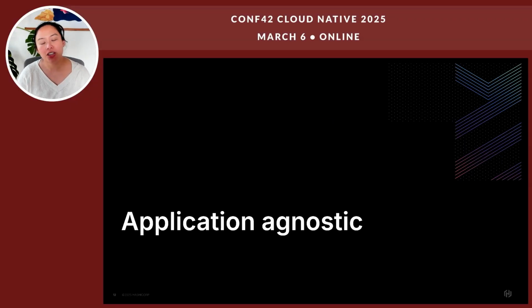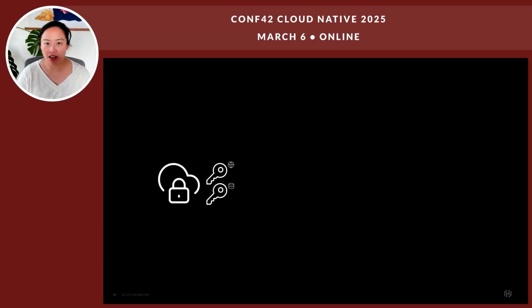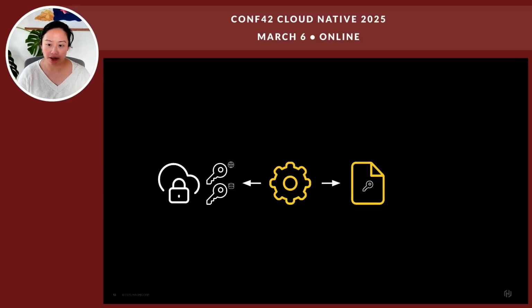So let's start with application agnostic. As I mentioned before, application agnostic means that there is a separate process that is handling the authentication and the injection of the secret. Usually this injection is in the form of environment variables or files. You get to choose. Most applications are more familiar with environment variables, and so the application will read the secrets from the environment variable. Overall, it's a pretty straightforward process, right?